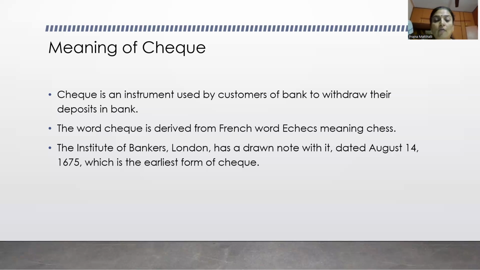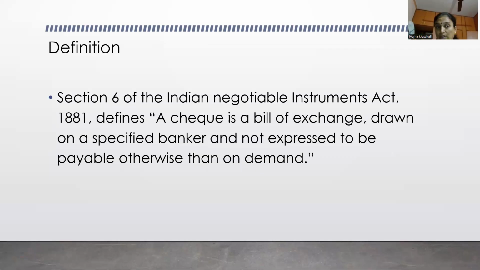The word check is derived from the French word checks. It means chess. The Institute of Bankers, London, has a drawn note dated August 14th, 1675, which is the earliest form of check. So it first used a kind of paper which is called afterwards as check. We are using checks almost always in case of withdrawals.